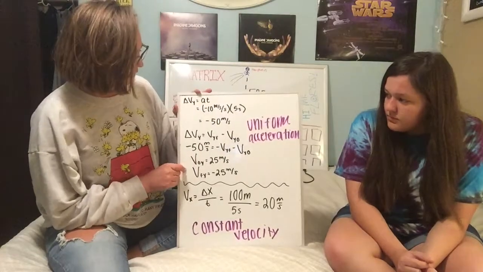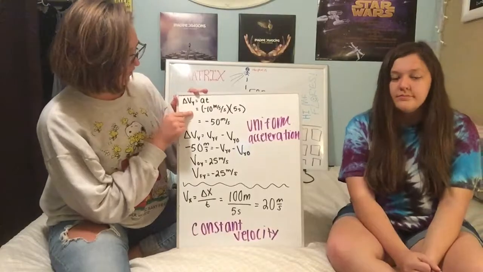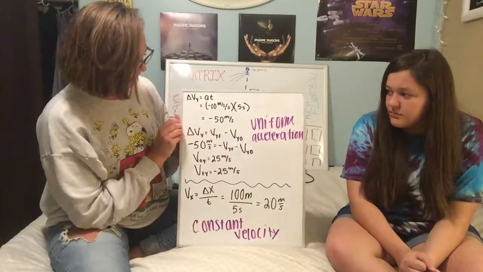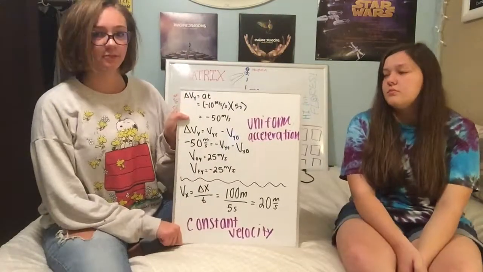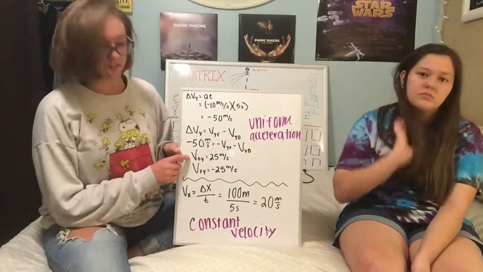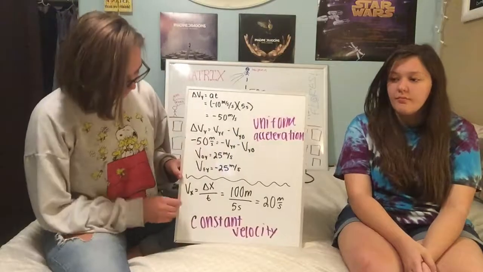y direction, we use the acceleration, -10 meters per second squared, times the total amount of time he was in the air, 5 seconds. There we find that his change in velocity in the y direction is 50 meters per second, and that would give us that his initial velocity in the y direction is 25 meters per second.